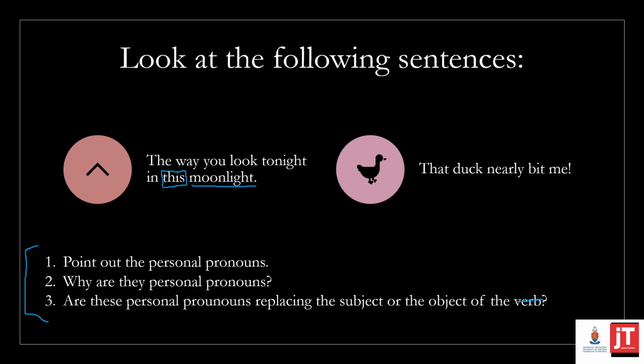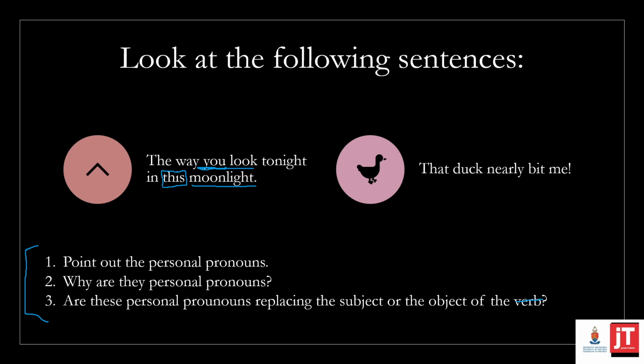I think look is a noun, okay? I mean, oh gosh, what's wrong with me? Look is a verb, okay? The way you would be a pronoun because it's replacing someone's name. If it's replacing someone's name, it's a personal pronoun. Okay, so we've pointed out the personal pronoun. Why? Because it's replacing somebody's name. Okay, as it's replacing the subject or the object of the noun.